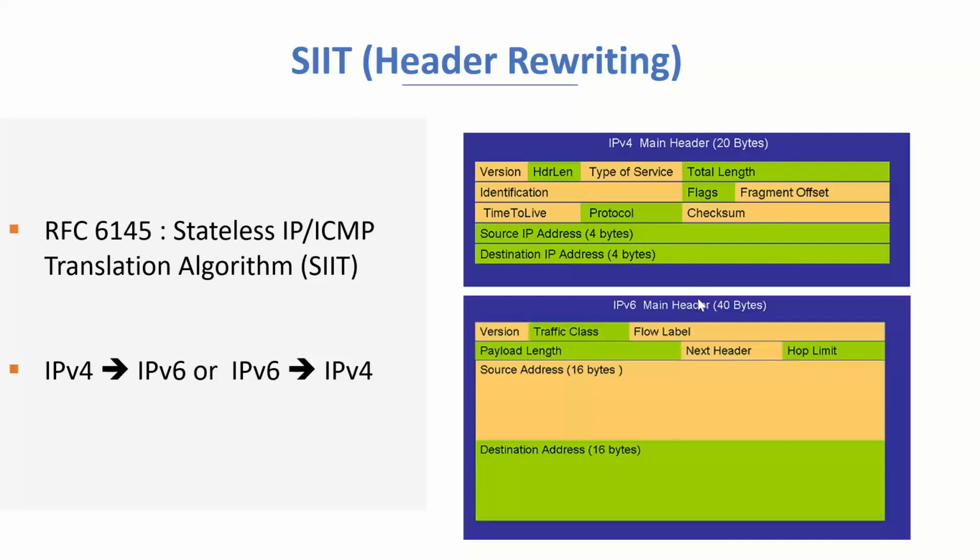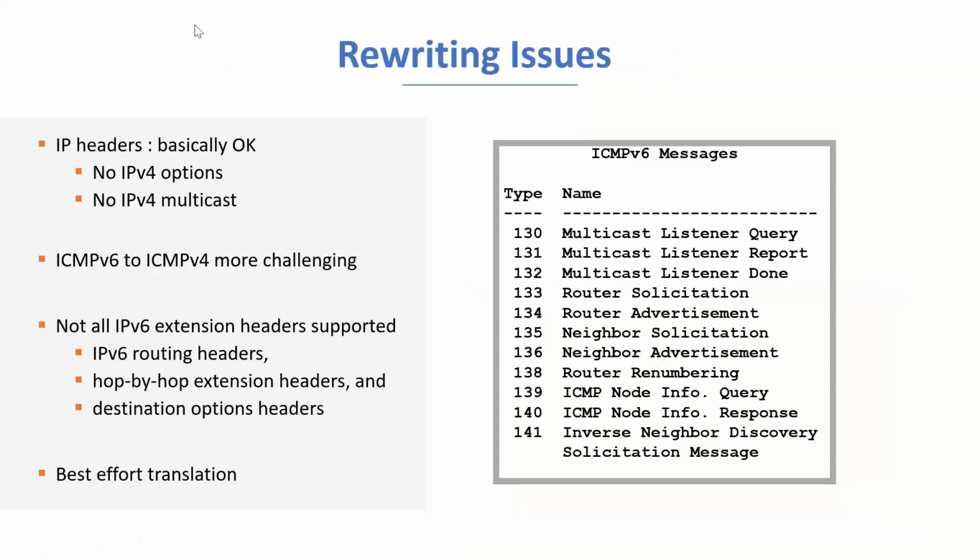So here's your v4 main header, and you have to translate back and forth to this. As I say, it sounds really easy. Conceptually, you're like, sure, I can do that. But of course, the devil is in the details. So if you're doing just the IP header itself, yeah, sure, you're probably fairly fine. You can't be doing v4 options. There's no facility for that. If you're doing v4 multicast, can't do that either.